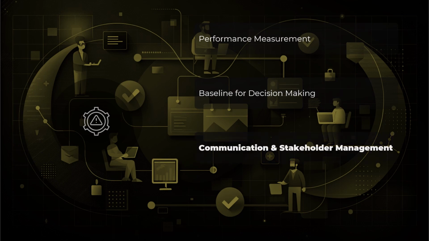Communication and stakeholder management. Project baselines provide a common reference point for communication with stakeholders. They help project managers communicate the project's progress, deviations, and any necessary adjustments to the stakeholders. Baselines facilitate effective communication and ensure that all stakeholders are aligned and informed about the project status.